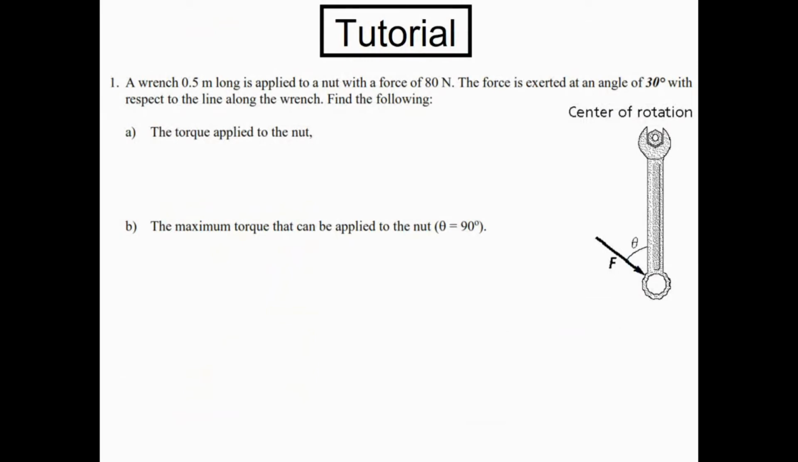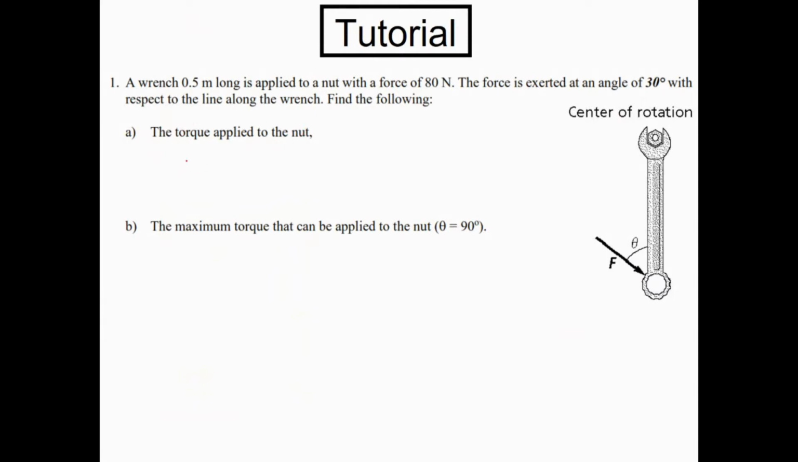First question. A wrench 0.5 meter long is applied to a nut with a force of 80 Newton. The force is exerted at an angle of 30 degrees with respect to the line along the wrench. Find the following. The first part of the question: find the torque applied to the nut.